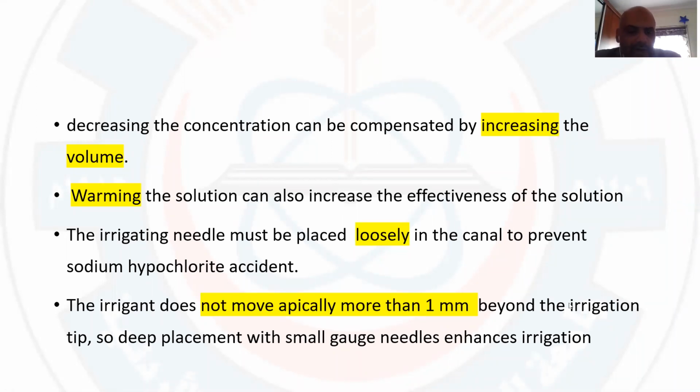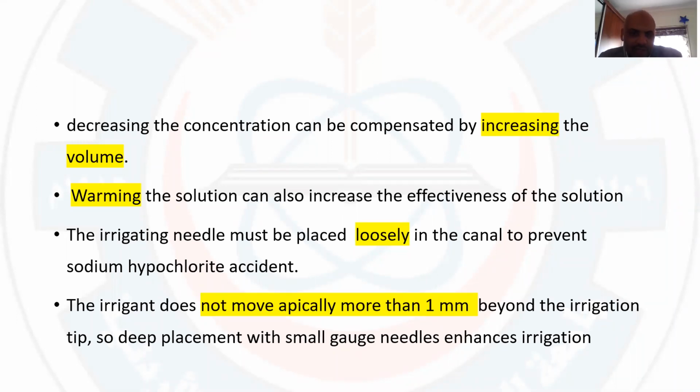The irrigation needle should be used loosely inside the root canal to prevent a sodium hypochlorite accident. You have to remember that the needle should not get stuck inside the root canal. Otherwise, if the needle is stuck with pressure, the material will go outside the apex and it will cause damage to the normal tissue, and will end up with something called a sodium hypochlorite accident, which is a devastating situation where the pain will increase very much and the patient will have swelling, and sometimes we need to admit to the hospital.